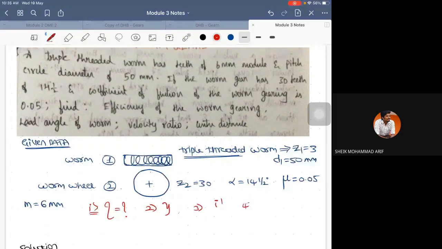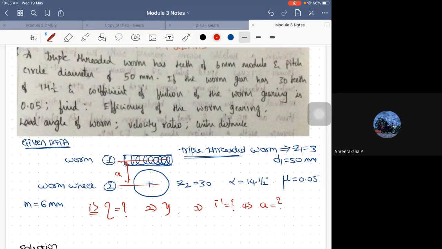Fourth, you have to find the center distance, which is A. Center distance is nothing but the distance between the centers. Shall we go ahead with the solution? Yes or no? Okay. Now, all of you open your data handbook and look in the worm gear segment.